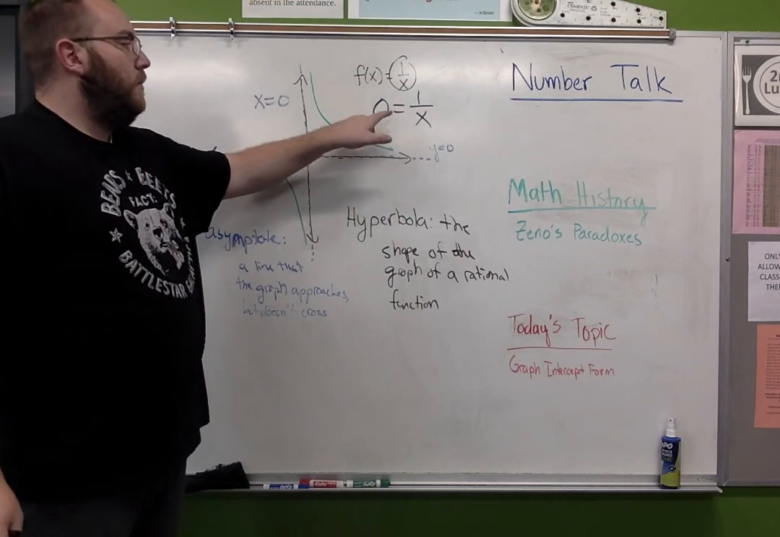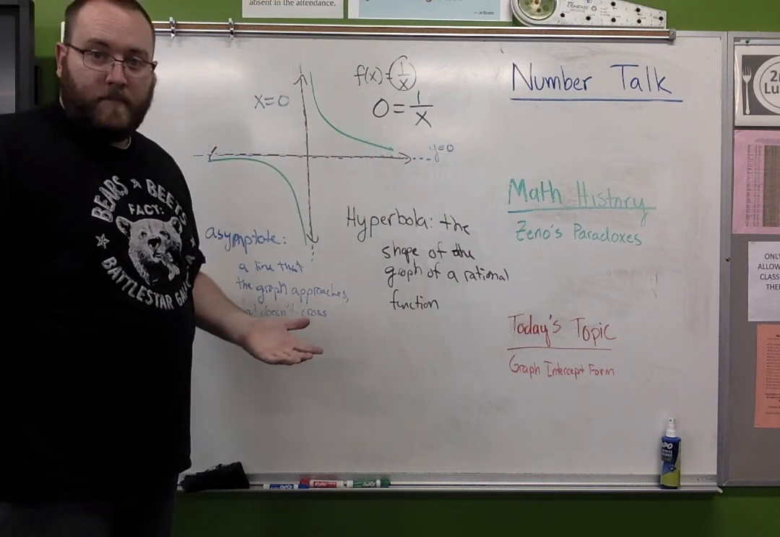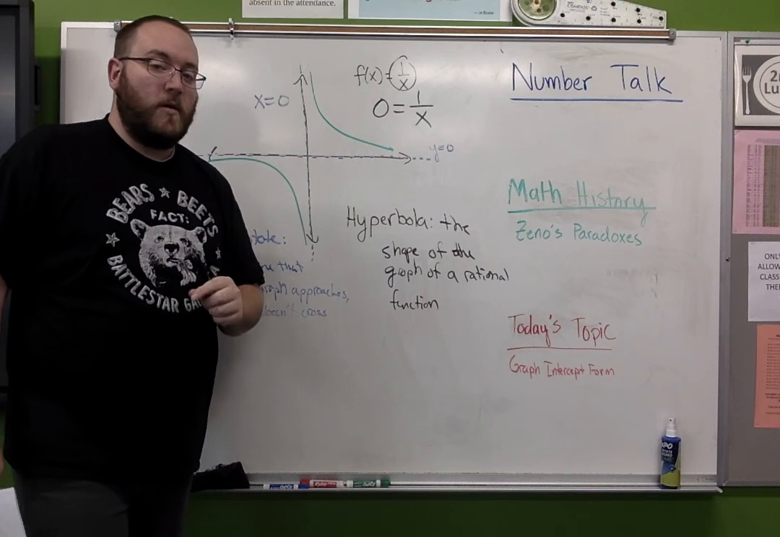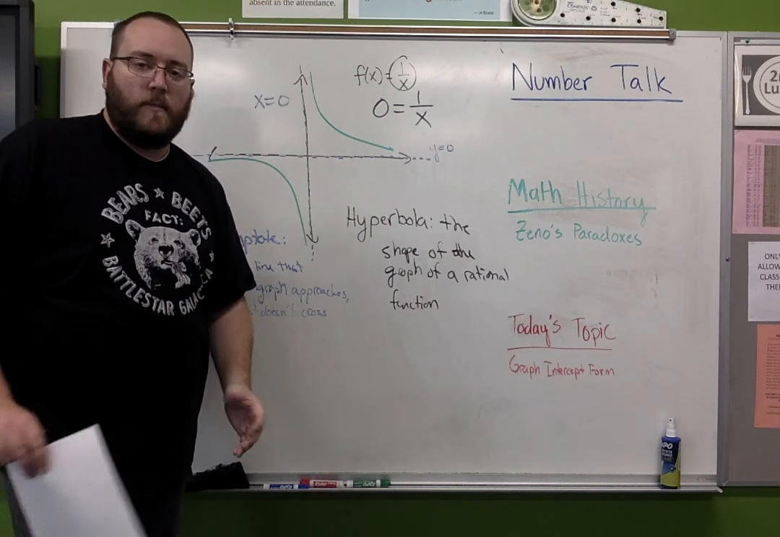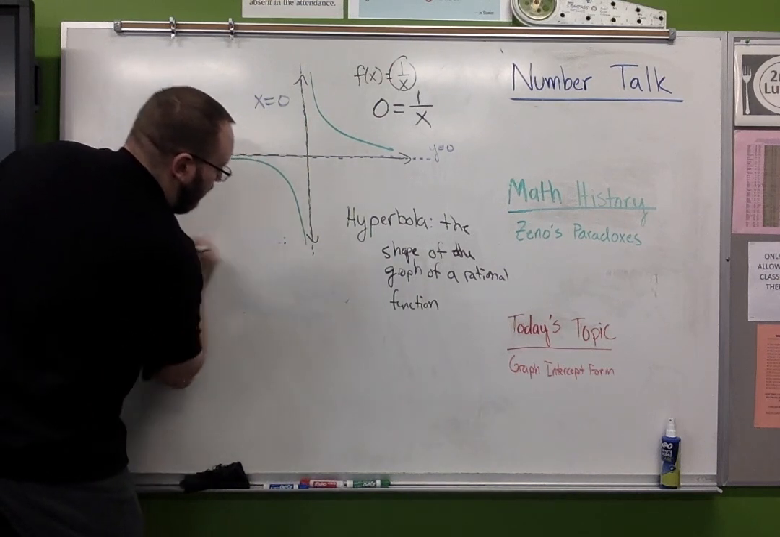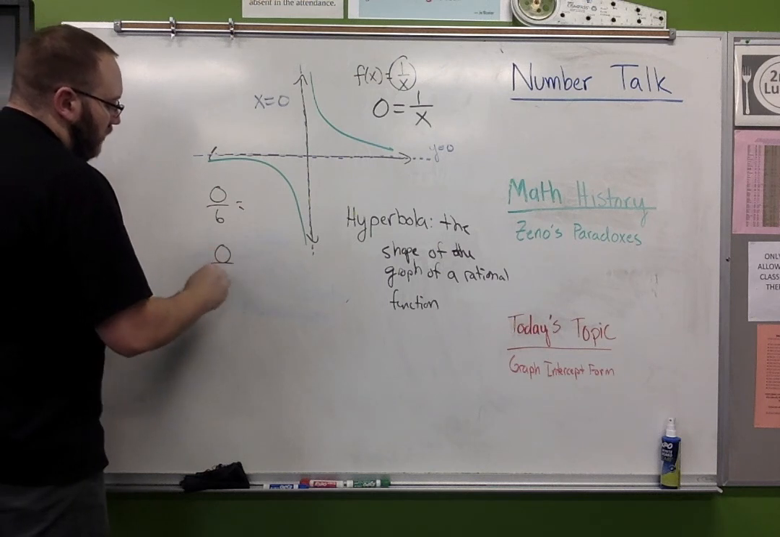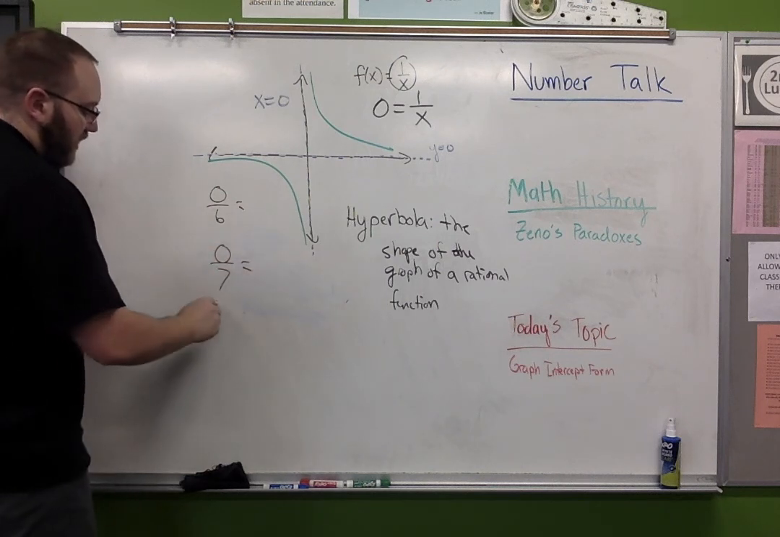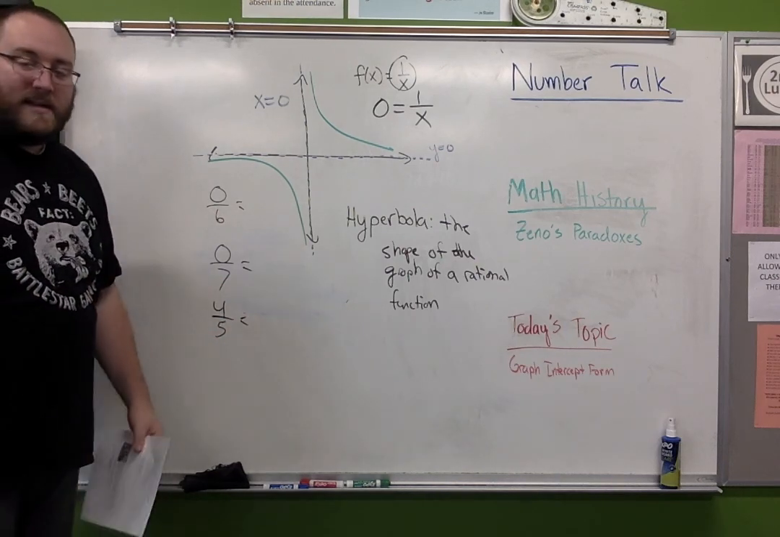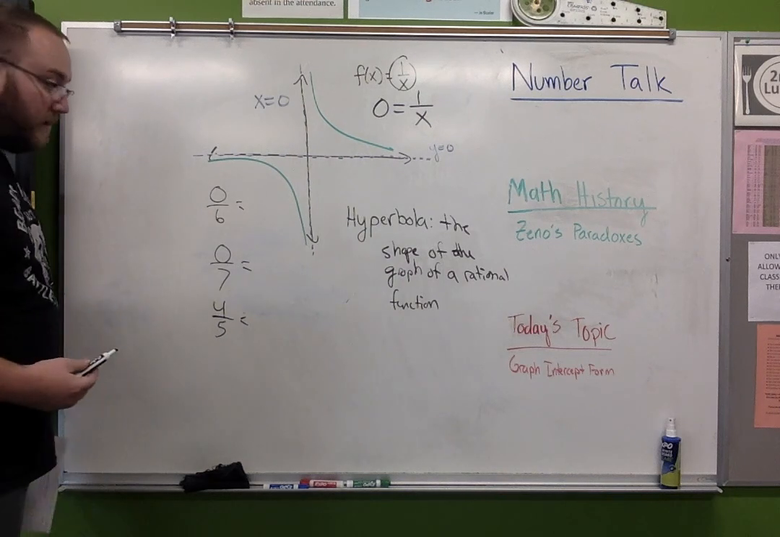Is there any x value that will make 1 divided by a number equal 0? No. The only way with fractions to get 0 is if the numerator is 0. For example, I'm going to erase this real quick. Let's say 0 over 6, 0 over 7, and let's say 4 over 5. You can put this in your calculator if you want. This is why I've been telling you need to practice fractions, because we've been using fractions a lot.